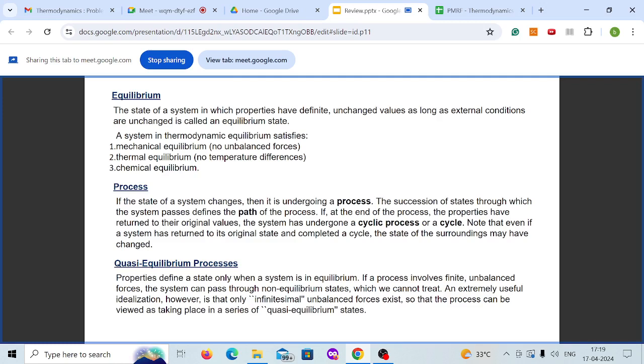So we saw what processes are. Undergoing a change of state is a process. A change of state from one state to another is called a process, and the path across which the states are changing is called a path. And when a system comes back to the initial state, that is called a cyclic process or a cycle.